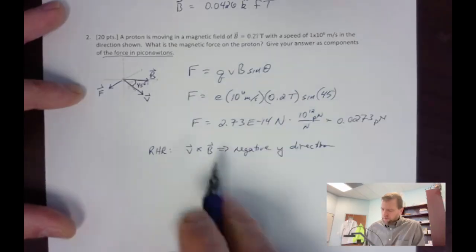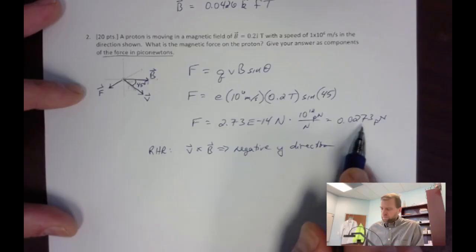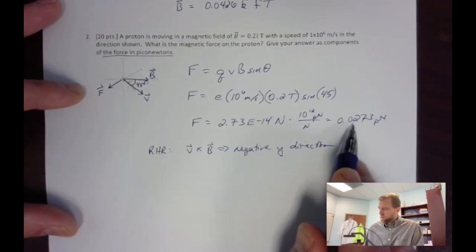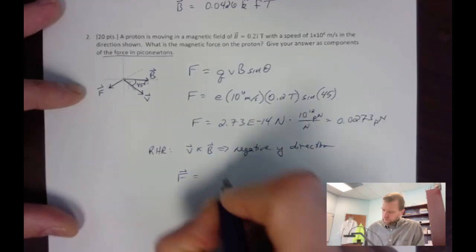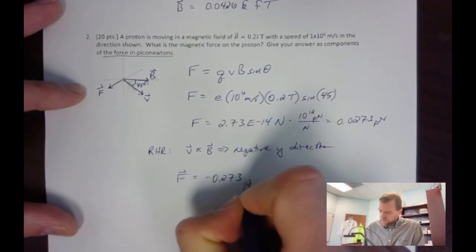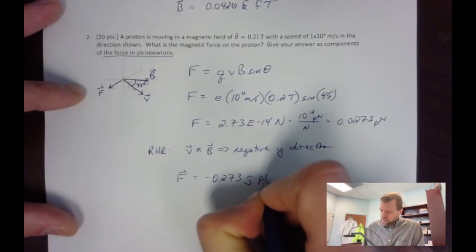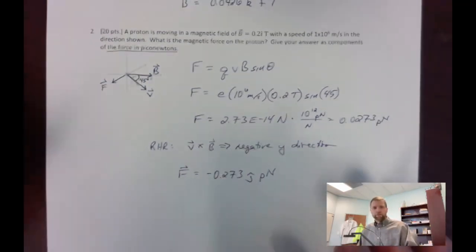Because it's in the negative y direction, all of the magnitude is aligned with the j hat. So I can write this in component form as negative 0.273 j hat piconewtons, and that'll be my final answer for that one.